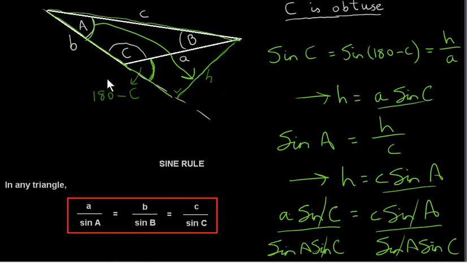So we can see that the sine rule works for the situation where one of the angles is obtuse. To show that A over sine A equals B over sine B, we could use this perpendicular height here. So I won't go through that. That's similar to what we did earlier.